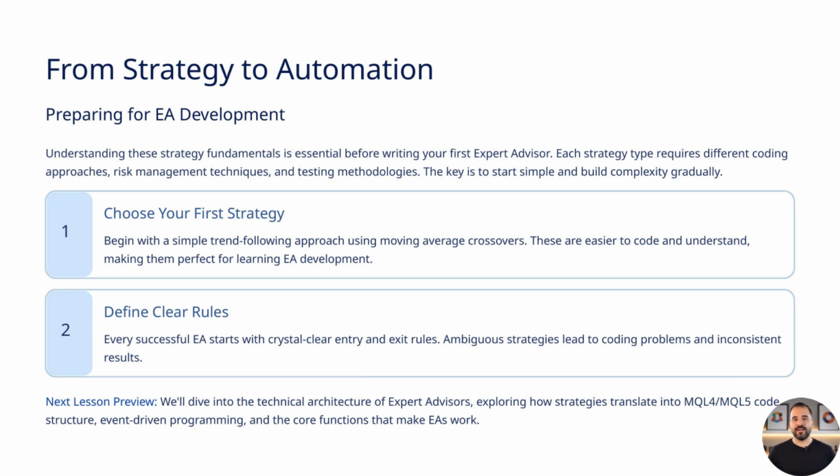And that leads us to the next step. Lesson 6, how expert advisors are built. Now that you understand strategy basics, we'll dive into the technical side, the coding structure, event-driven design, and core functions of MQL4 and MQL5 that turn trading ideas into functioning EAs. This is where your strategies begin to take real form in code.